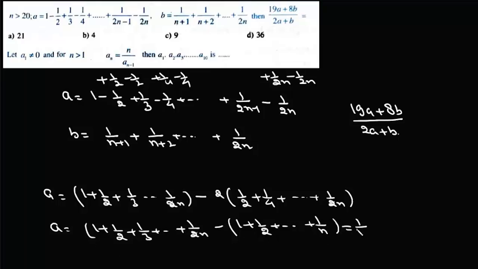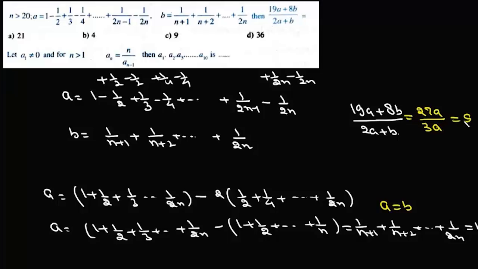So this is equal to 1 upon n plus 1 plus 1 upon n plus 2 up to 1 upon 2n, which is nothing but b. So from here we have proved that a equals b, and if a equals b, then here it will be 27a upon 3a, and this is 9. So the answer to this question is 9, which is option C.